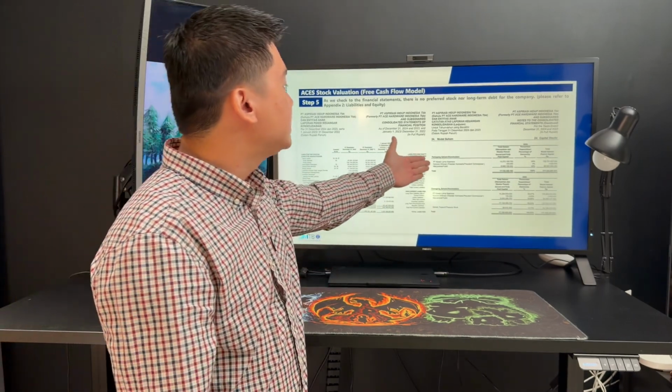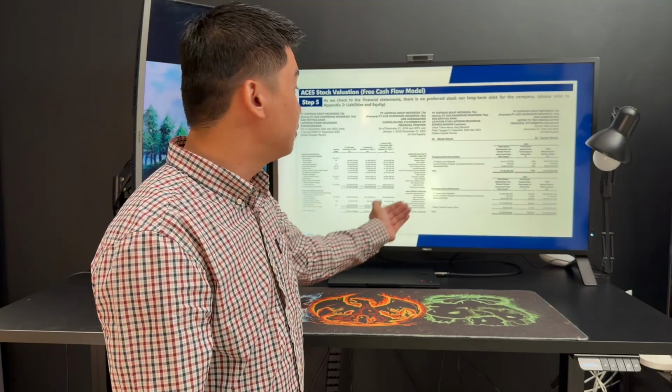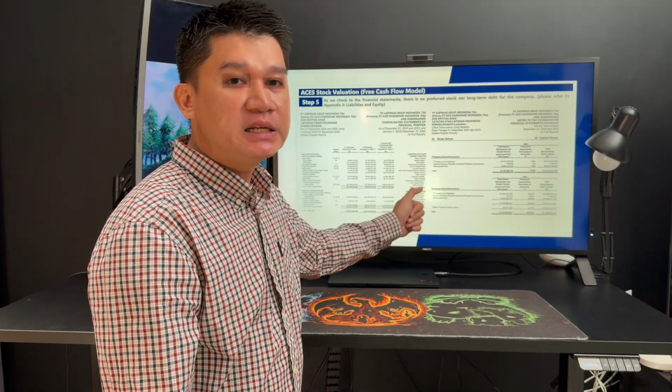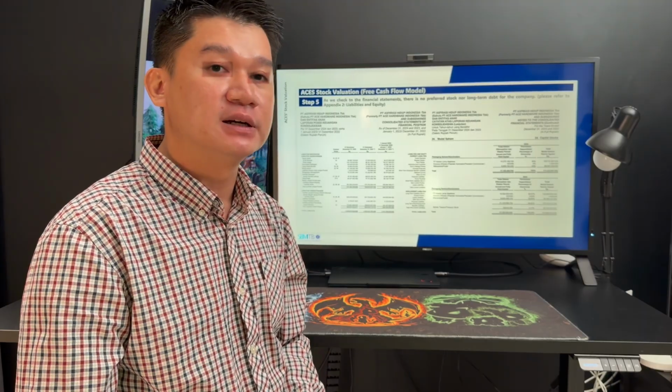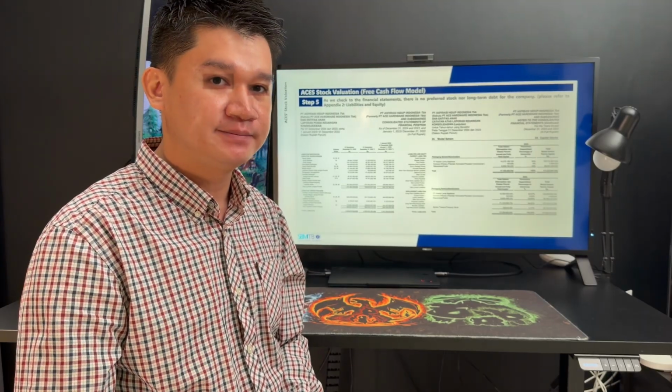And then when we check the common stock of the company, we do not notice any preferred stock. So basically, it's just common stock, and they also have some treasury shares.